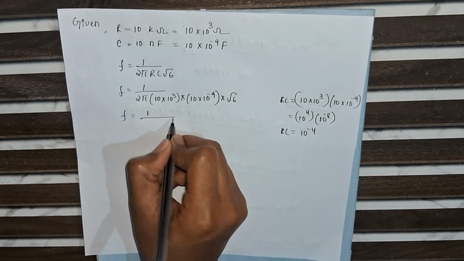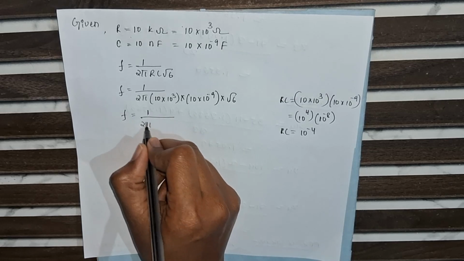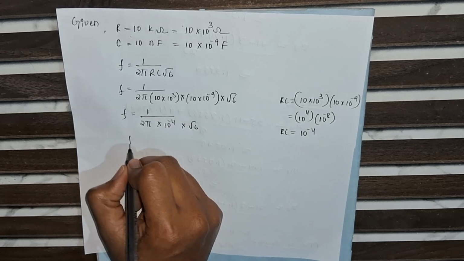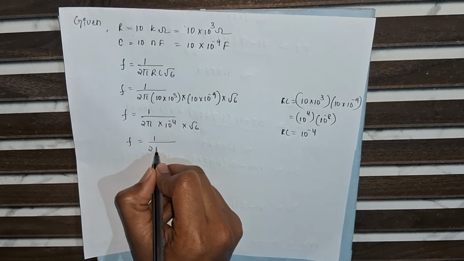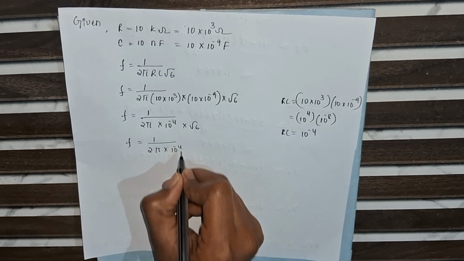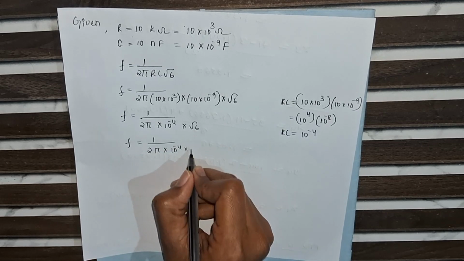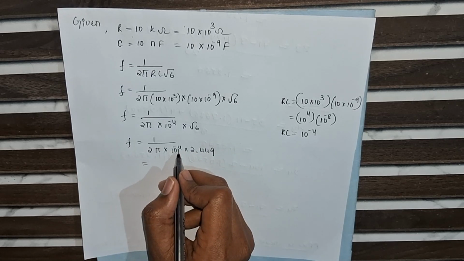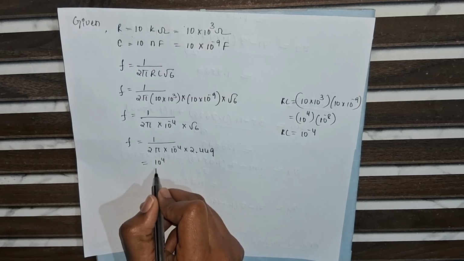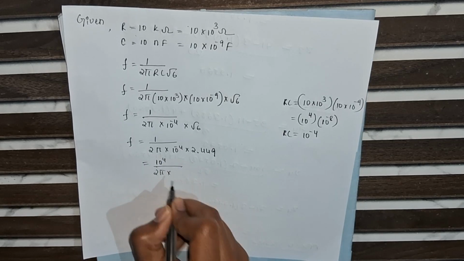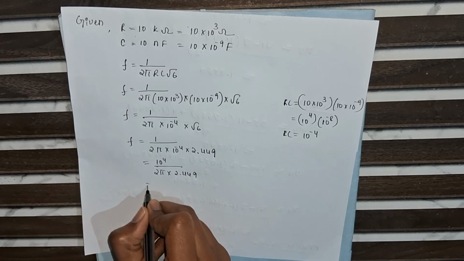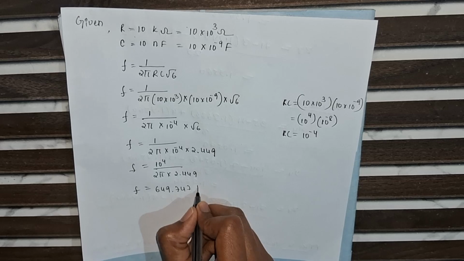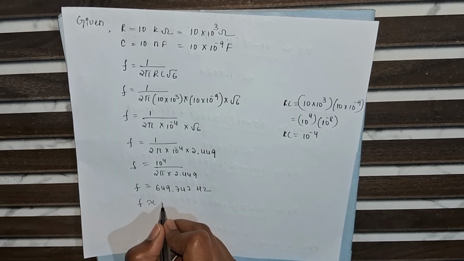So we will put that value in place of RC. That will be 2 pi into 10 to the power of minus 4 into root 6. The root 6 value we get is 2.449. So by shifting the 10 to the power of minus 4 upward, it will be 10 to the power of 4 divided by 2 pi into 2.449. So approximately we will get 649.747 Hertz. We can write approximately 650 Hertz.